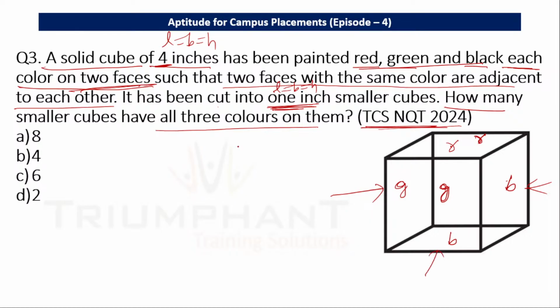Now you see, where do you see all three colors? Here you can see all three colors: top surface red, front surface green, this side surface black. And at this corner also you will see all three colors, because the floor is black, the back is red, and this side is green. So these two corners will have all three colors. So the answer is option D. Absolutely right, yes.